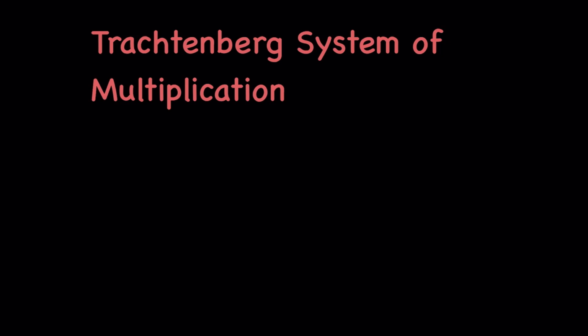Have you ever wondered why some people do multiplication in just a few seconds? You give them a multiplication and they will give you the reply in no time. It's called speed mathematics. And there is a very famous system of multiplication called the Trachtenberg system, which is used for these speed multiplications. Here we will see a few examples.